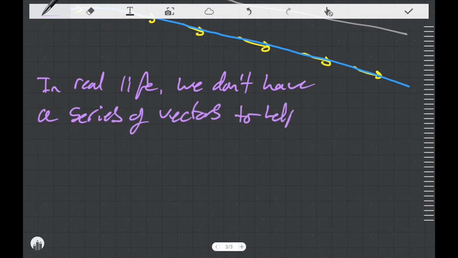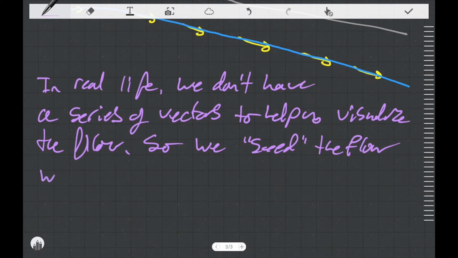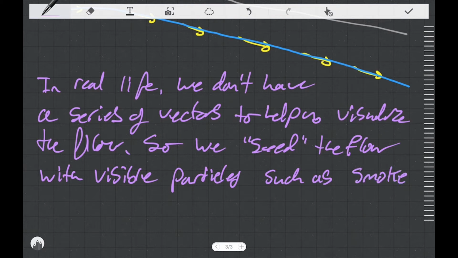In real life, though, we don't have a series of vectors to help us visualize the flow. So what we do in experiments is seed the flow with either a fog or a smoke so that we can see the particles moving through the flow. If we were to take a picture of a stream of smoke through a wind tunnel, what we would see is essentially a streamline.